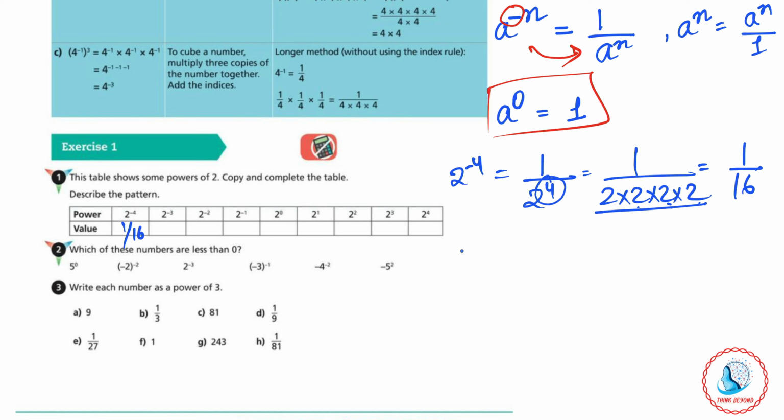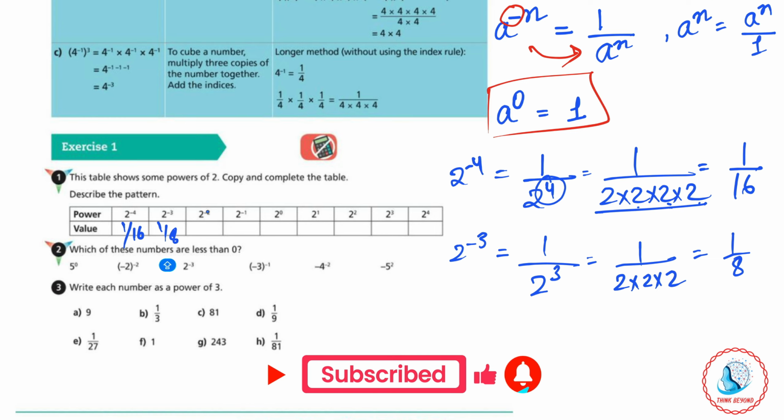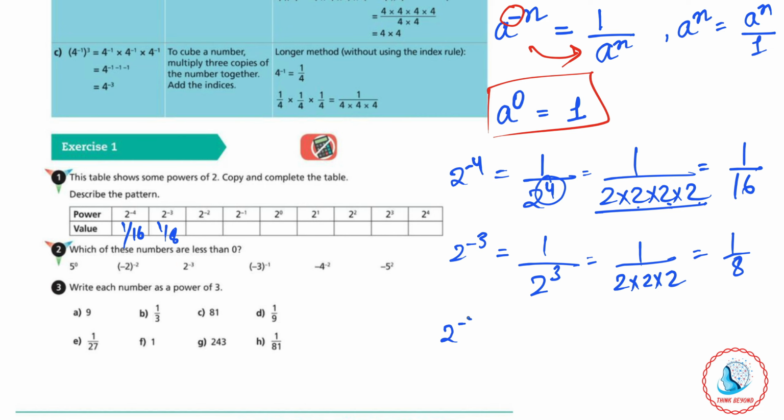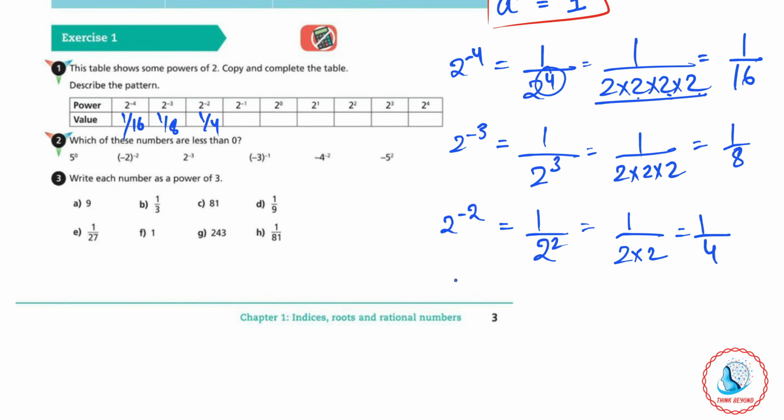Let's come to 2 raised to power negative 3. 1 over 2 raised to power 3. Now multiply it 3 times. You will get 1 over 8. The value is 1 over 8. Let's come to 2 raised to power minus 2. So 1 over 2 raised to power 2, multiply it 2 times. You get 4. It's 1 over 4. Same for 2 raised to power minus 1. It's 1 over 2.